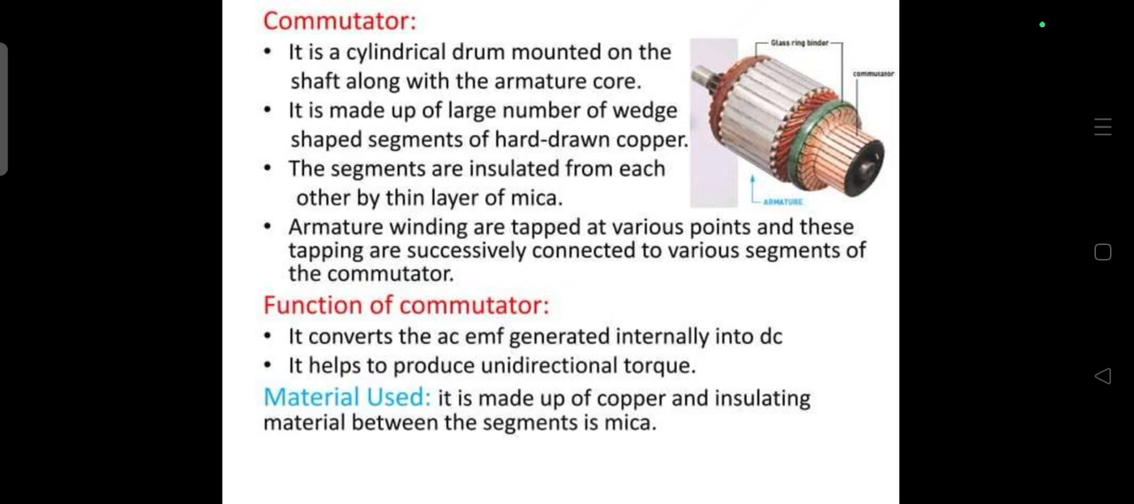Next are the functions of the commutator. It converts the AC EMF generated internally into DC. It helps to produce unidirectional torque. The material used to make the commutator is copper, and the insulating material is mica.